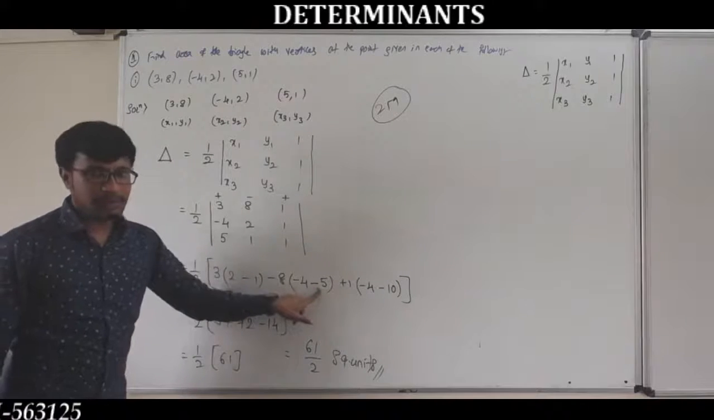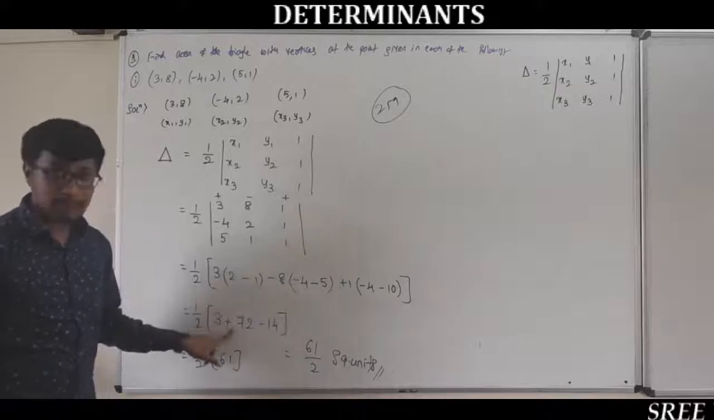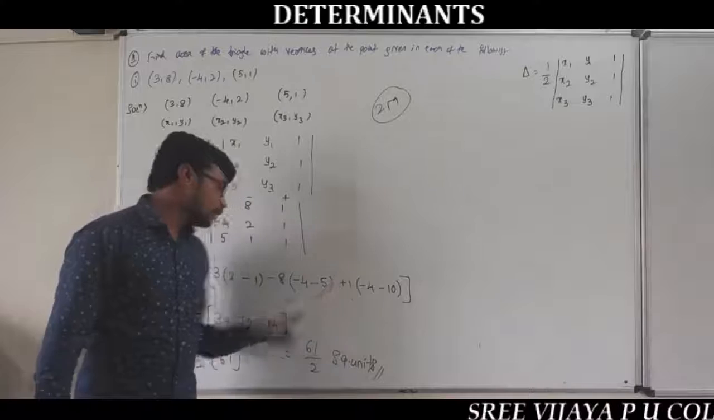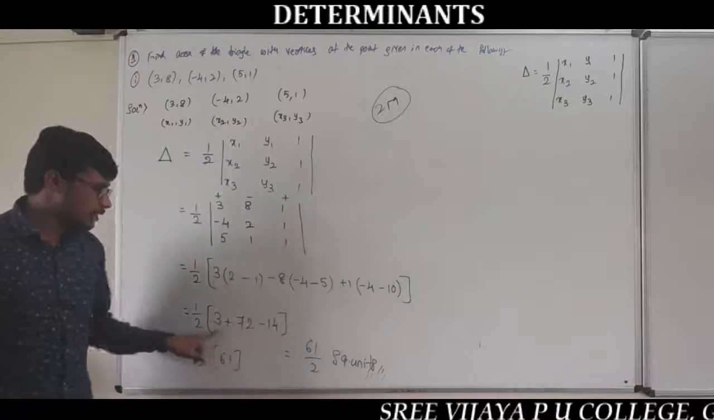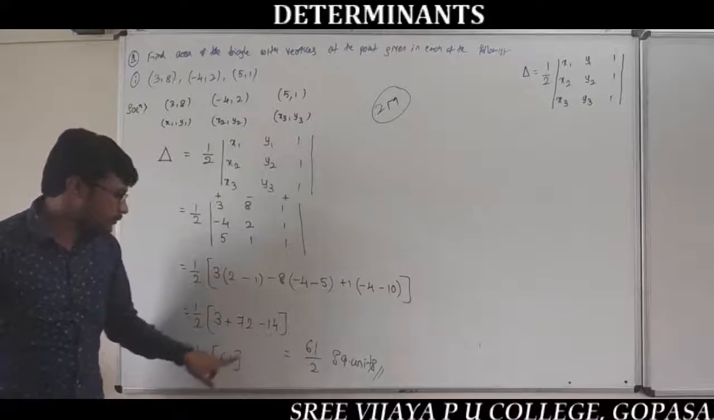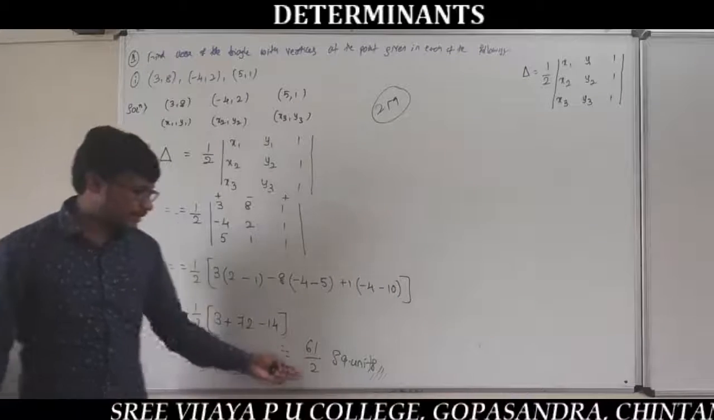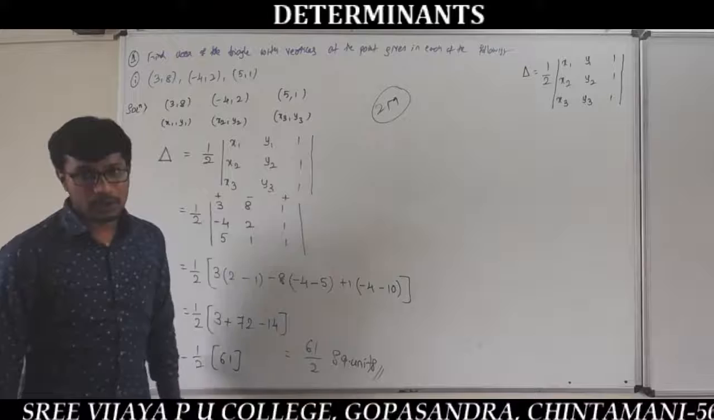Minus 4, minus 5 is minus 9, minus 9 into minus 8 is plus 72. Minus 4 minus 10 is minus 14, minus 14 into 1 is minus 14. 72 plus 3 is 75, 75 minus 14 is 61, 1 by 2 times 61. It is not divisible by 2, right? So write it as it is, 61 by 2 square units.